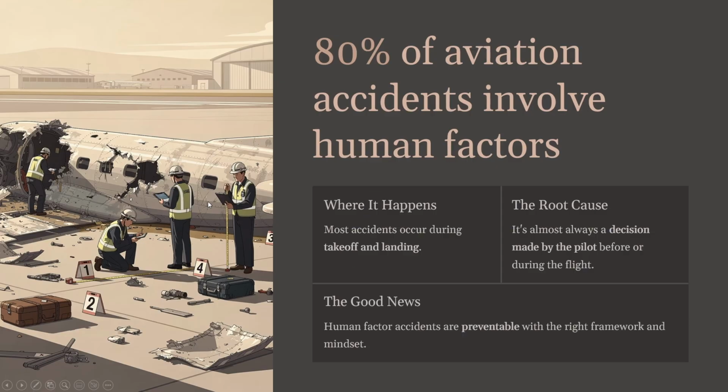This slide explains why this topic matters so much. A large percentage of aviation accidents involve human factors, and many of them happen during takeoff and landing. In many cases, the airplane itself is not the main problem. The problem is often a poor decision made before or during the flight. The good news is that these kinds of accidents are often preventable, and that is why risk management and ADM are so important. They give pilots a way to think more clearly and make safer decisions.